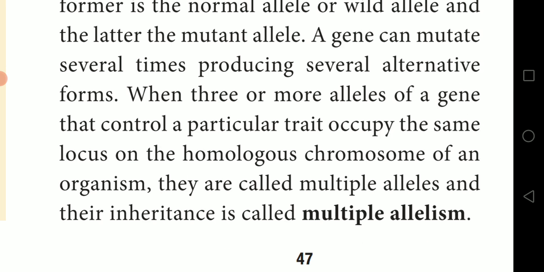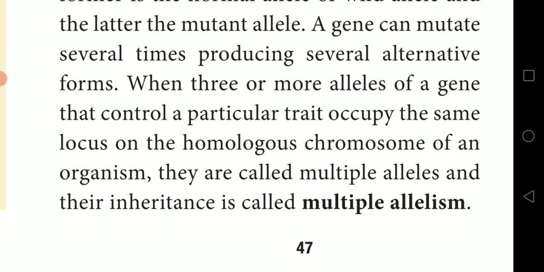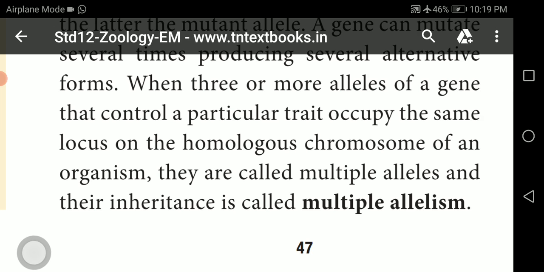When three or more alleles of a gene that control a particular trait occupy the same locus on the homologous chromosomes of organisms, they are called multiple alleles, and their inheritance is called multiple allelism. They'll ask you for 2 marks, so just mark it out. What is multiple alleles? Just start from when 3 or more alleles of a gene that control a particular trait.